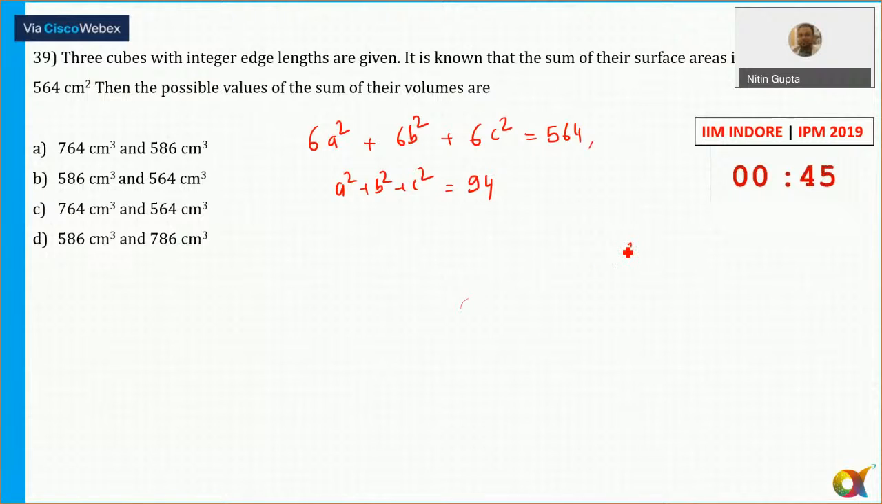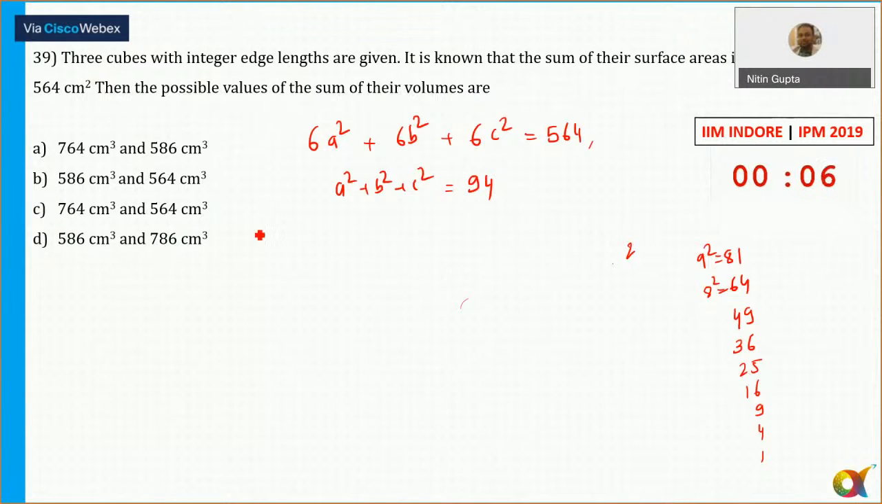Maximum possible value, okay. And then the perfect squares: 9 square is 81, 8 square is 64, 7 square is 49, 6 square is 36. Rest all perfect squares will be more than 94. So 36, then 5 square is 25, 4 square is 16, 3 square is 9, 2 square is 4, and 1 square is 1. So I need to check which combination of these three numbers can sum to 94. So let's start making the cases. You all can start making the cases here.